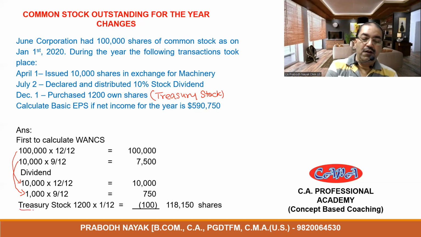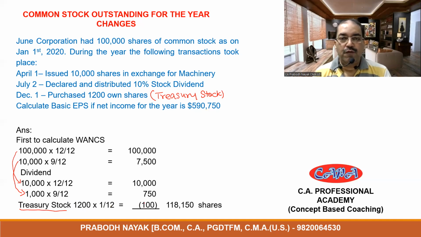You can see here, I've written treasury stock. I've told you it is treasury stock. When you buy back your own shares, it is 1200 shares for 1 month into 1 by 12. So it is 100 shares. It has to be subtracted from the total number of outstanding shares. So if you take the total of all those things, you will get 118,150 shares. This is your weighted average number of common stock.